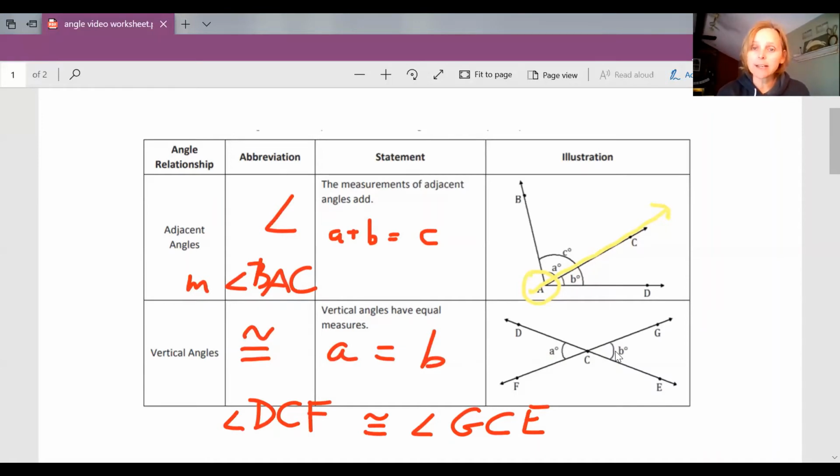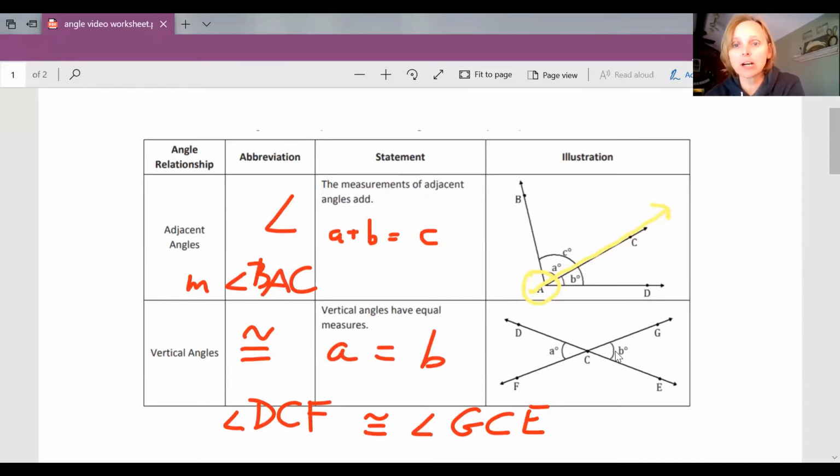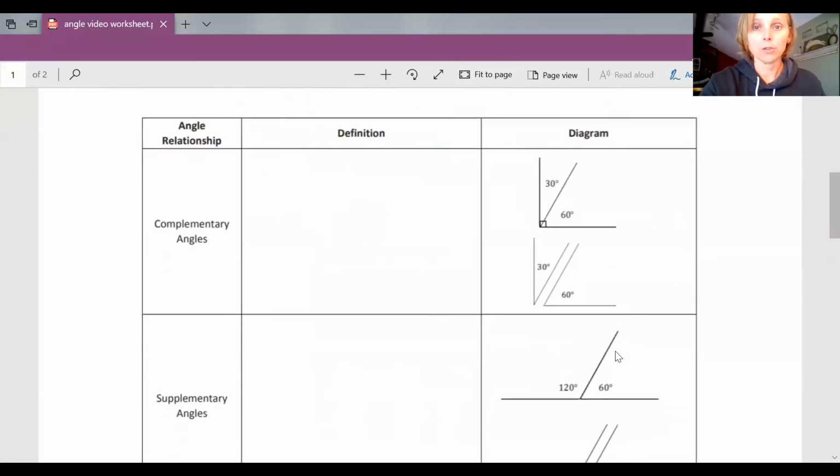And again, the characteristics are just like adjacent angles. They share a vertex. In this case, they share vertex C. But what's different in vertical angles compared to adjacent is that there are no common sides. So you can see very clearly that the angle marked with A has the sides DC and CF, and the other angle marked with the B has sides of GC and CE. Okay? All right, so now let's move on to the next term or terms.